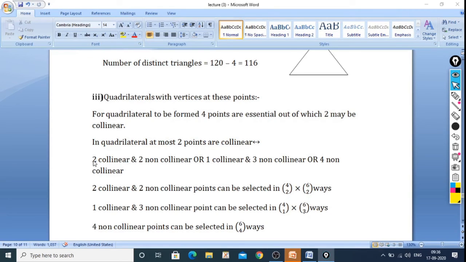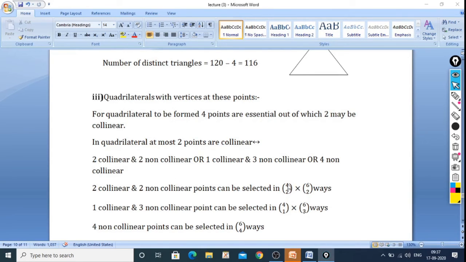So first of all, 2. Then 1 collinear and 3 non-collinear. Or all the 4 non-collinear, that means 0 collinear, because at most 2 means maximum 2. So it can be either 2 or 1 or 0 collinear points. Now 2 collinear and 2 non-collinear, the first part that can be selected.